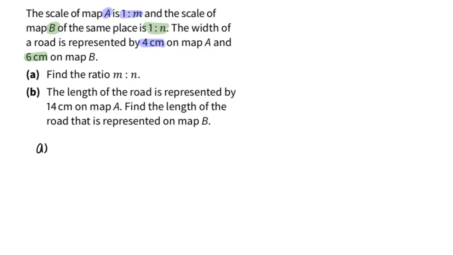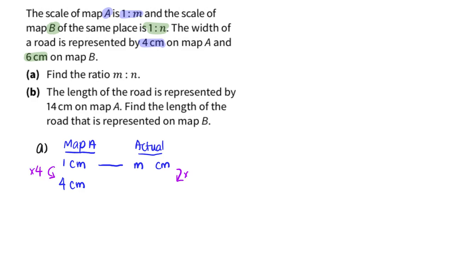Step 1, I will need to know the actual length of this road, how it looks like for map A and map B. So the blue color, this is for map A. It's representing by M cm. So if I have 4 cm, times 4, it means I also need to times 4 here. And that will give me 4m.